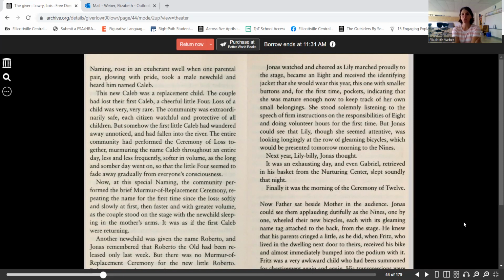It was an exhausting day. And even Gabriel, retrieved in his basket from the nurturing center, slept soundly that night. Finally, it was the morning of the ceremony of 12.